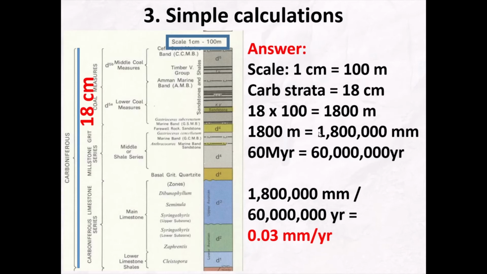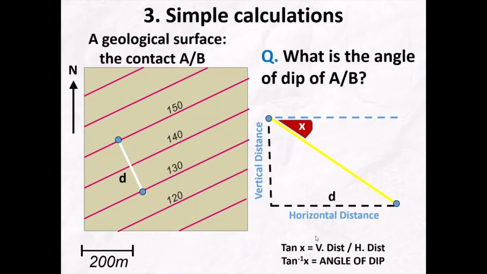So that 1.8 million millimeters was deposited in 60 million years, which is achieved if the average sedimentation rate is 0.03 millimeters per year. Then there'll be simple calculations involving structural contours, where you'll have to draw some structural contours on a feature and then calculate what the angle of dip is and the dip direction and strike and so on.